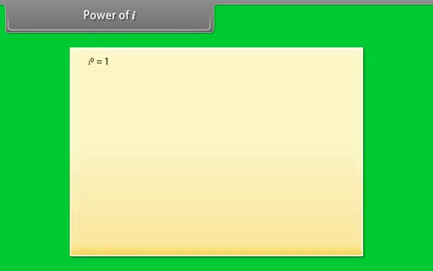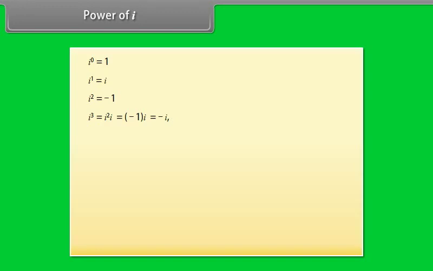Powers of iota. Let's now learn about the powers of iota. i raised to power 0 is equal to 1. i raised to power 1 is equal to i. i raised to power 2 is equal to minus 1. Iota raised to the power 3 can also be written as iota square into iota. We know iota square is minus 1.